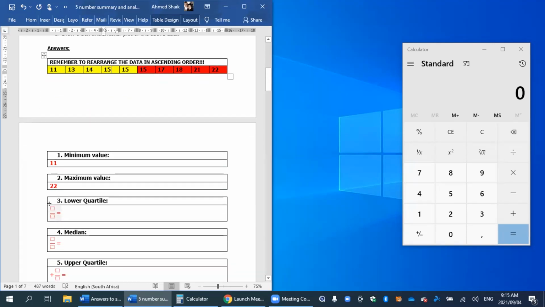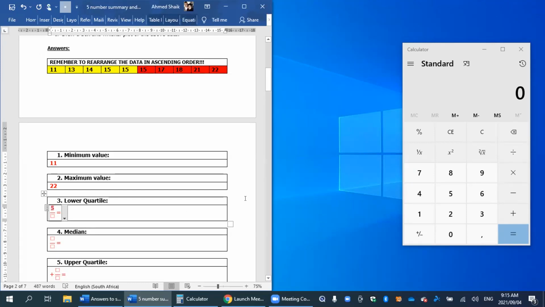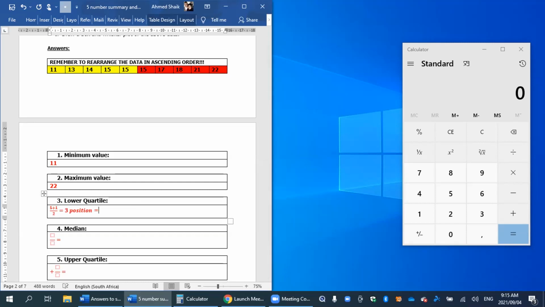Let's put that into our formula. So we've got 5, which represents n, and (n plus 1) over 2 is 5 plus 1, which is 6, divided by 2. And that tells us that position 3 is our lower quartile. And let's identify what position 3 is. 1, 2, and 3. And that tells us it's equal to 14.